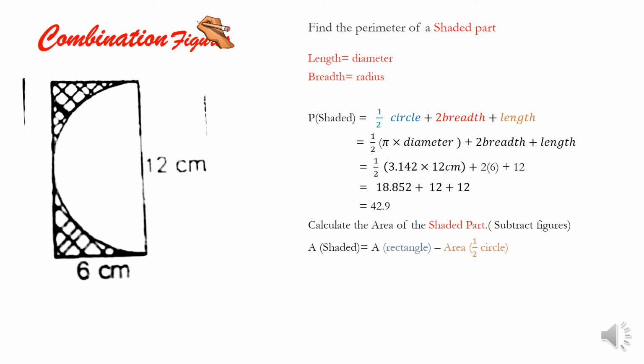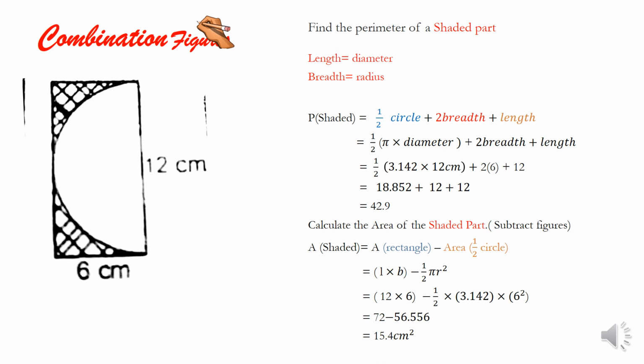So let's do our calculation. We know that the area of a rectangle is length times breadth, and the area of a circle is pi r squared. So we work out the area of the rectangle, which will give us 12 times 6, minus a half pi r squared, where r is 6 centimeters. And our area will be 72 minus 56.56, which will give us 15.4 centimeters squared. So that will be our area for the shaded part.